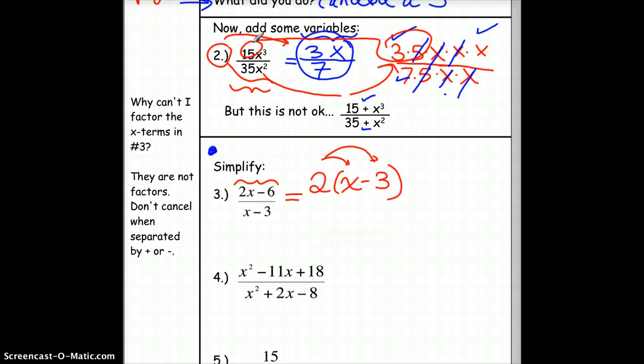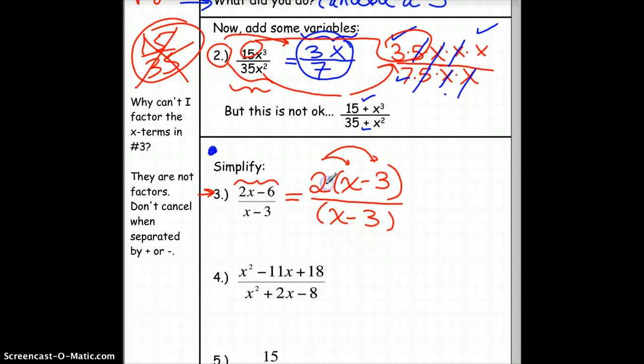I want to see what's going to cancel because when it's a polynomial, it's not so easy. We could easily see that a 5 cancels out of this. But here, trying to locate that common factor requires actually breaking it apart. So on the bottom, I have an x minus 3. Now notice, this is 2 times x minus 3. It's not plus or minus. This is a factor, and it's got the same factor on the bottom. Had x maybe been an 8, just pretend. So my answer is 2.